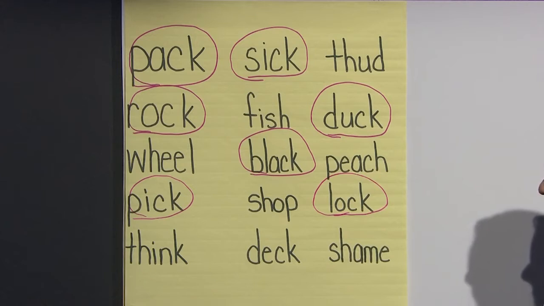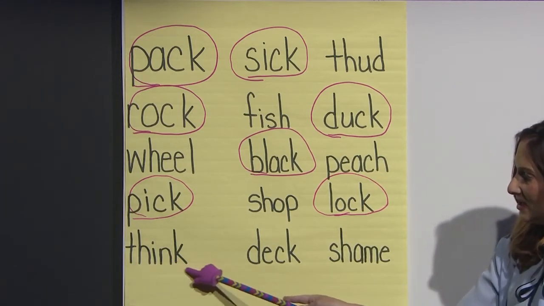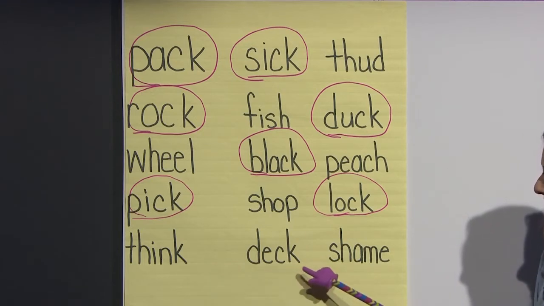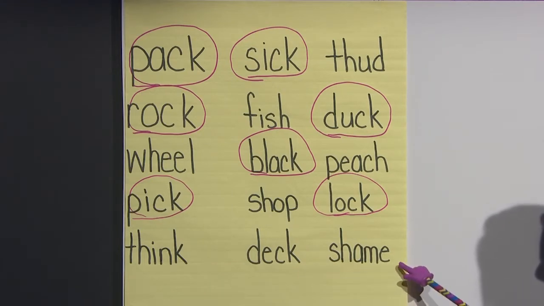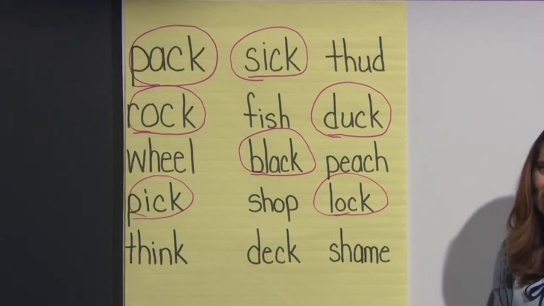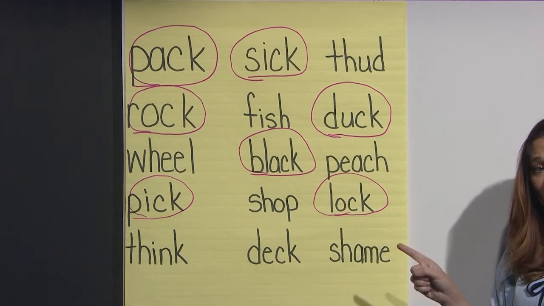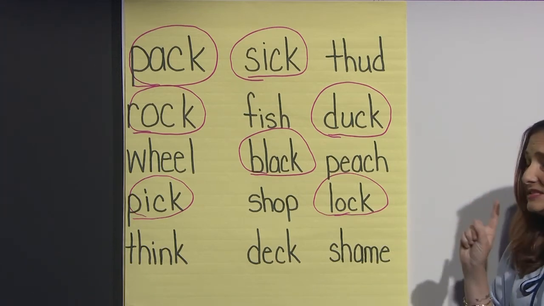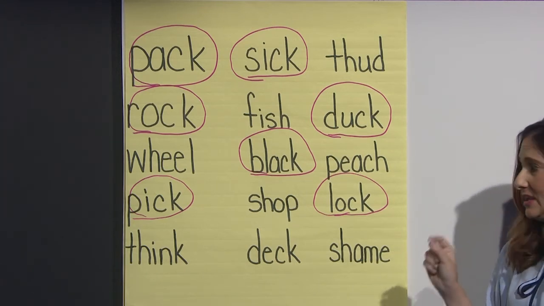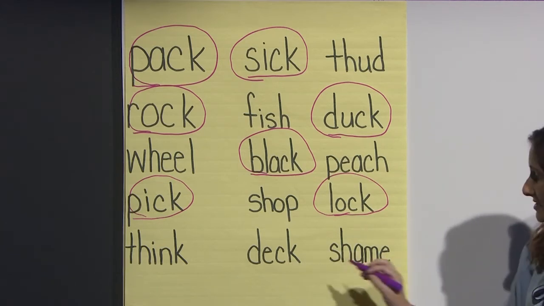All right, and our last row, let's see if we can find any digraph CK words here. Think, deck, shame. Think is not a digraph CK word. We hear the k sound at the end, but it does not have that CK at the end. It has NK. So we're not going to circle think, we're going to circle deck.